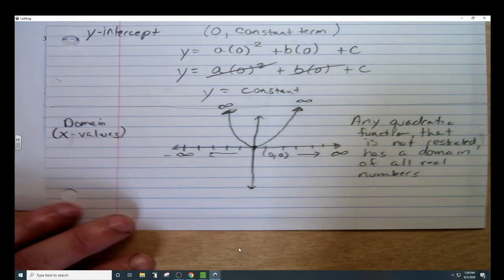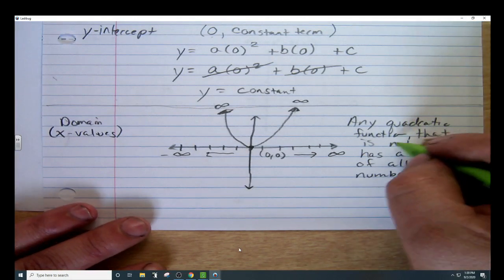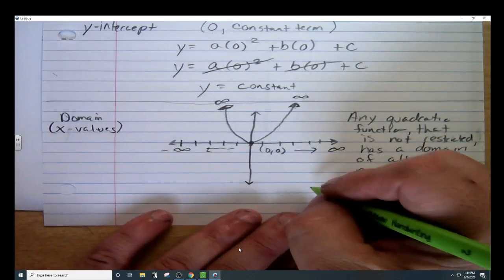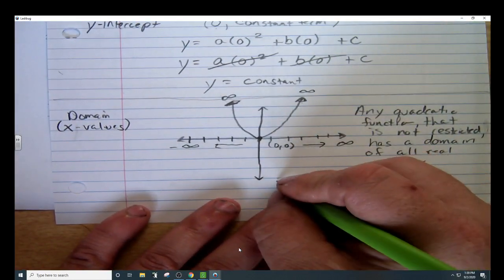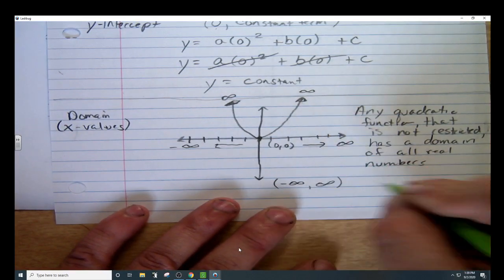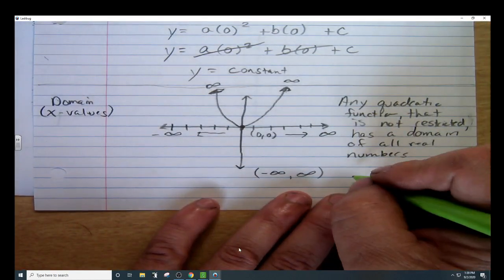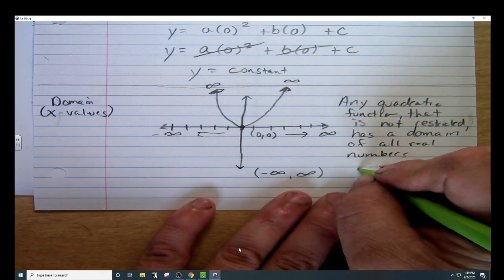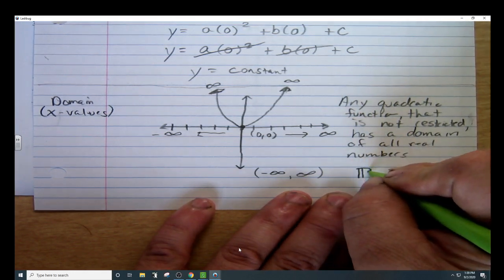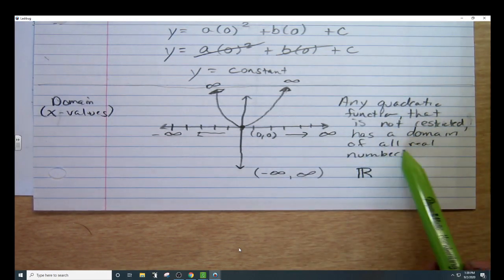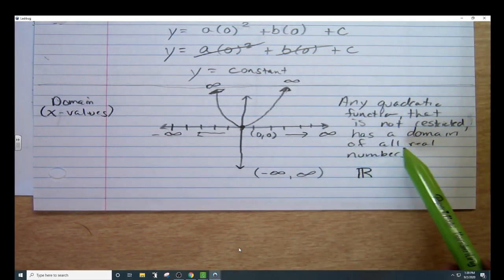Okay, and like I said, any quadratic function that is not restricted, which in this case they will not be, has a domain of all real numbers. Also, you may see it in what they call interval notation, which is negative infinity to positive infinity. You may also see it spelled out as all real numbers, or it may be written like this: it has 2 lines and it makes an R. That is also all real numbers. I've seen it all these different ways, so just keep that in mind. Probably for your sake, it's going to be spelled out for you as all real numbers.